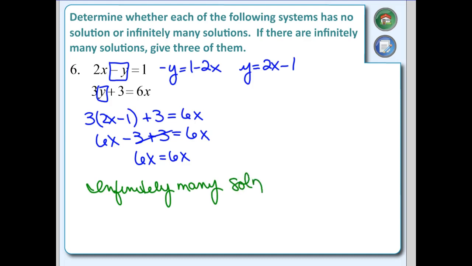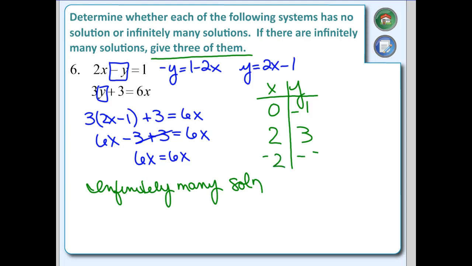Okay, so they want 3, so we just need to pick 3. So we can just do an input-output chart. If they want 3 answers, because that's what it said, give 3 of them. So let's pick a 0. That makes life easy. And we get negative 1. Let's pick a 2, and that's going to give me 4 minus 1, which is 3. And let's go ahead and do a negative number. Let's do negative 2. That's going to give me negative 5.